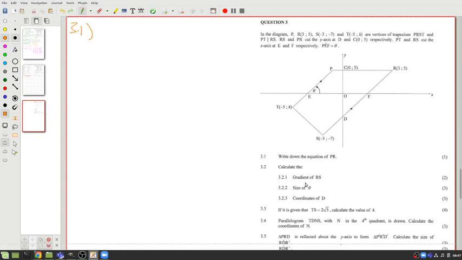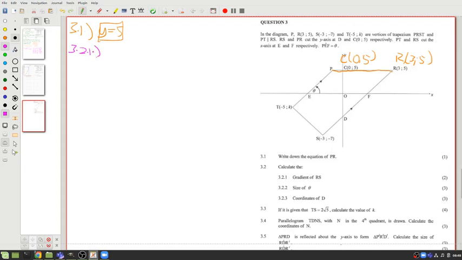3.1. Okay, write down the equation of PR. So that is this line here, PR. And we see C's coordinate is (0, 5). Just in case you can't see, I'm going to write it down. And R is (3, 5). So we see both have a Y coordinate of 5. That means our line is just flat, and Y equals 5 is our equation. There we go.